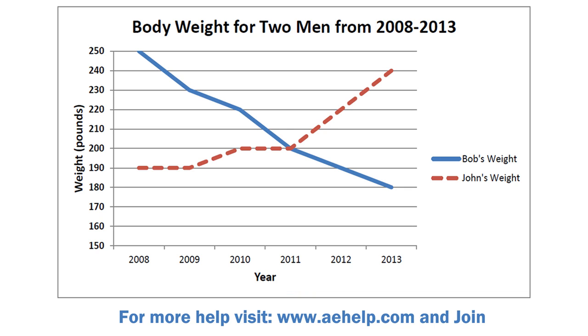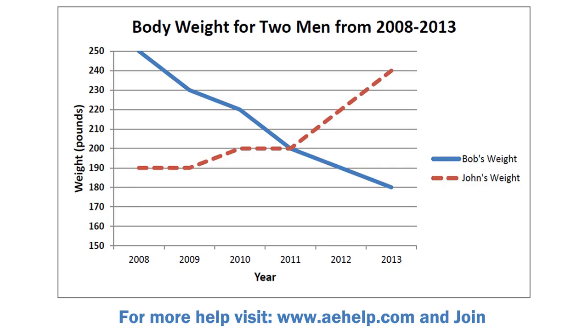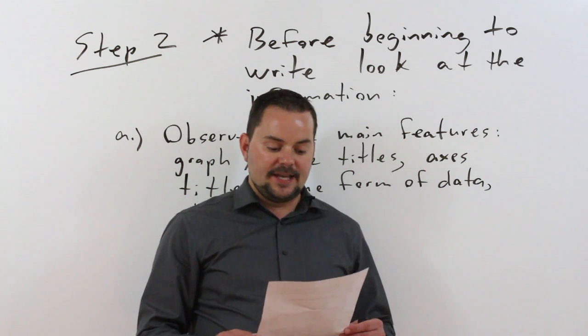And then on the right, we can see the legend showing Bob's weight as the solid line, and then John's weight as the segmented line. So good. And then, of course, looking at the data here, we can see that the two lines cross over each other. Bob's goes from a high point to a low point, and John's opposite, from a low to high point. All right, next we look at the table.